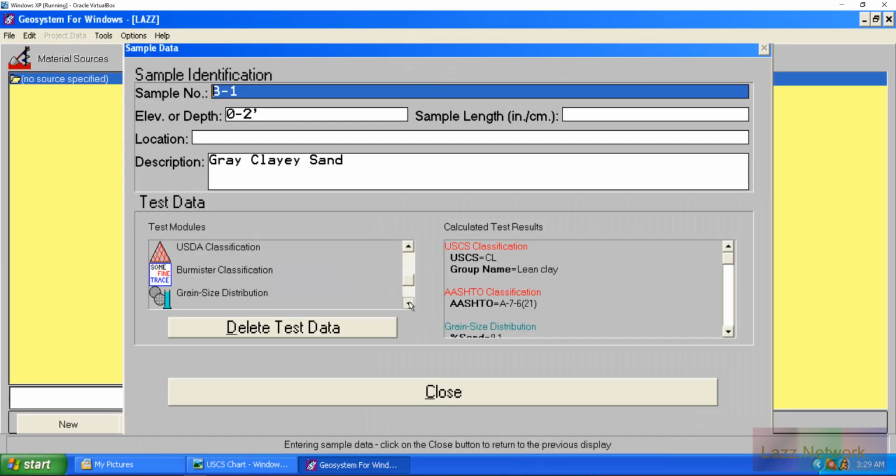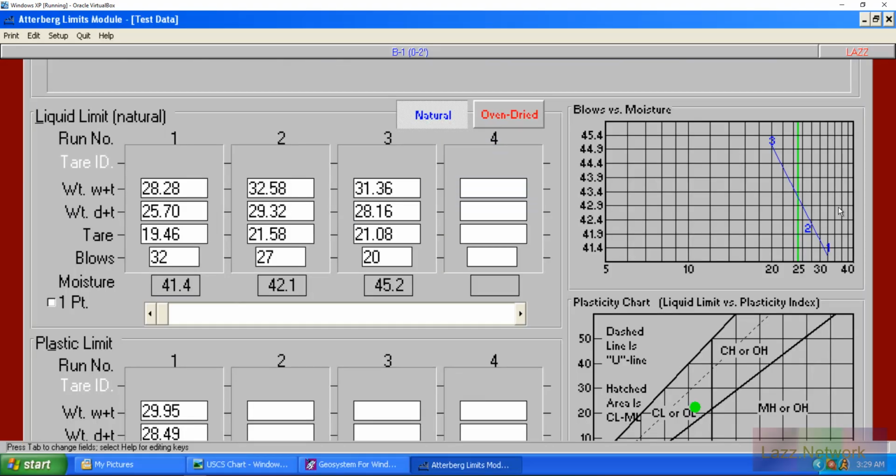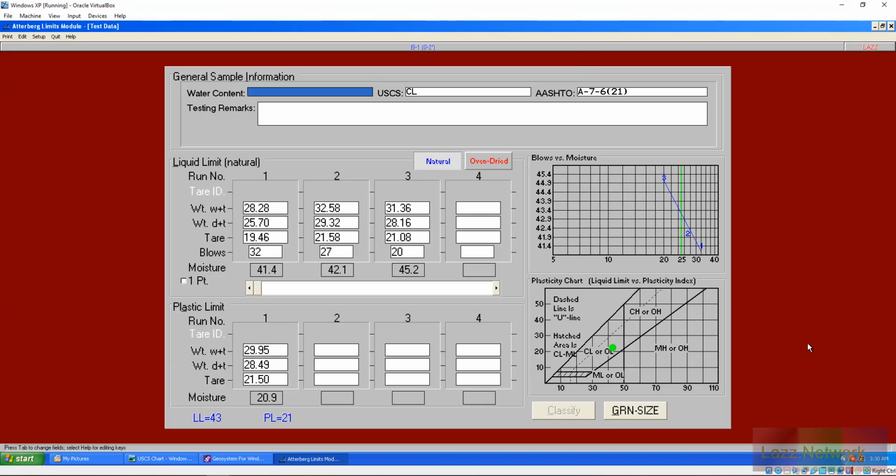Let's see here. Atterberg limits. Perfect. Man, this thing's going to be weird, aren't you? Yeah, sorry, I had to adjust the screen size so we can actually see everything that's going on here.